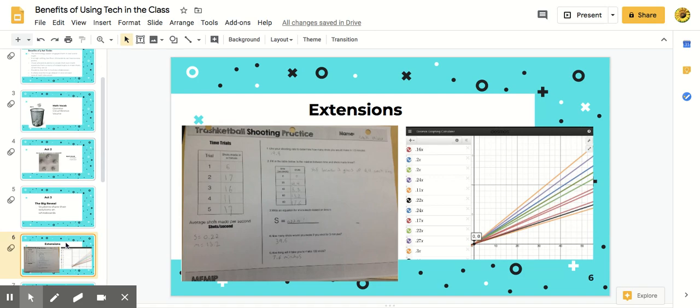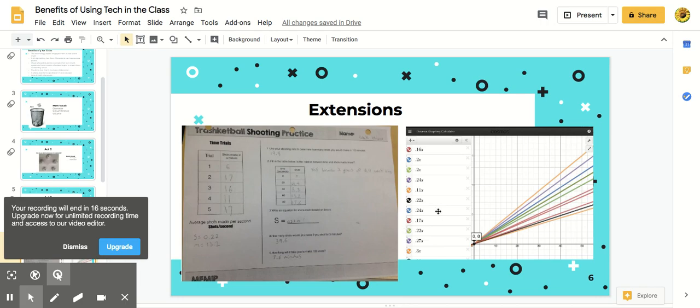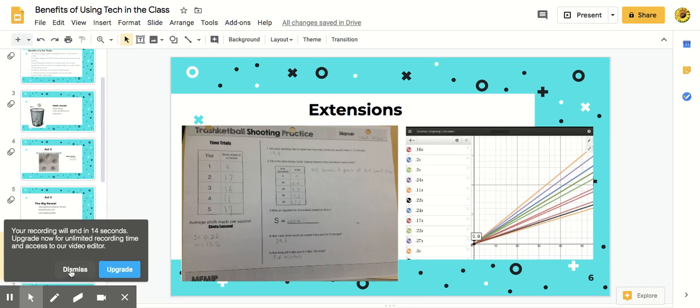As an extension, I had students do a bit of a shooting practice, and they were able to throw Trashketballs and attempt to get them into a basket. And with that, there was all kinds of other math that was extended on top of that. And then students, I didn't do this with students, but they could have had the opportunity to also do a graph.